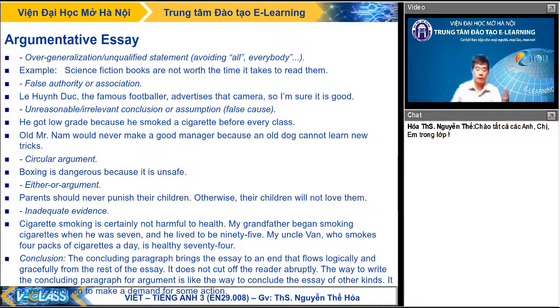What about the conclusion? In the conclusion, the concluding paragraph, you have to show, of course, in summary, only the main points, and try to repeat your viewpoint.